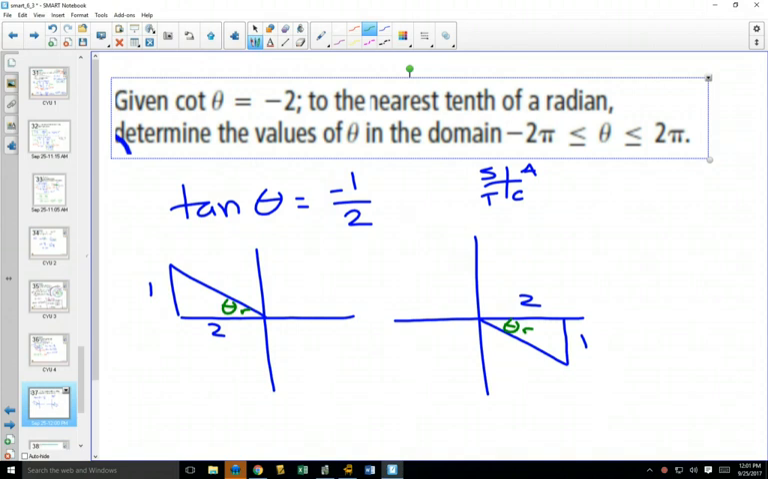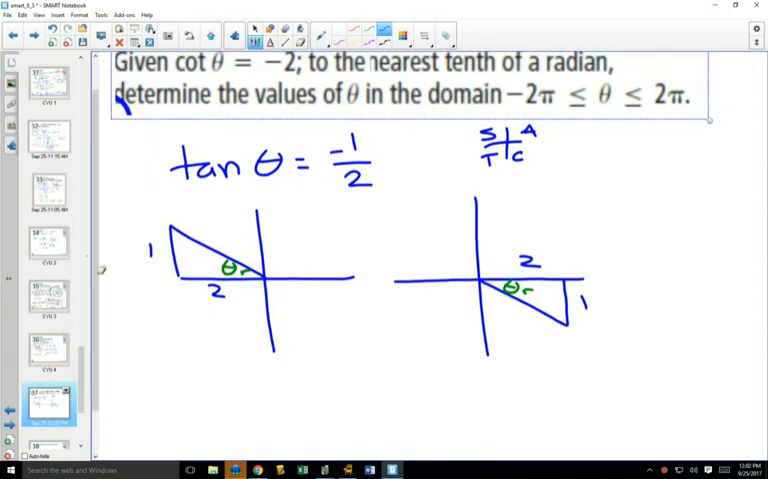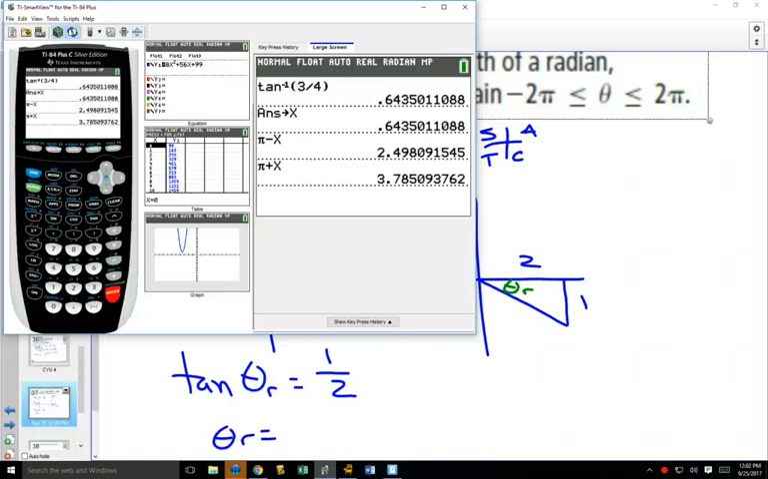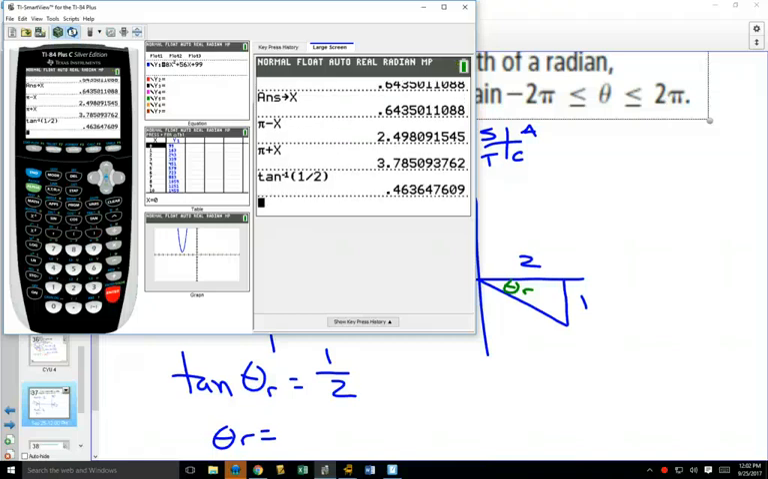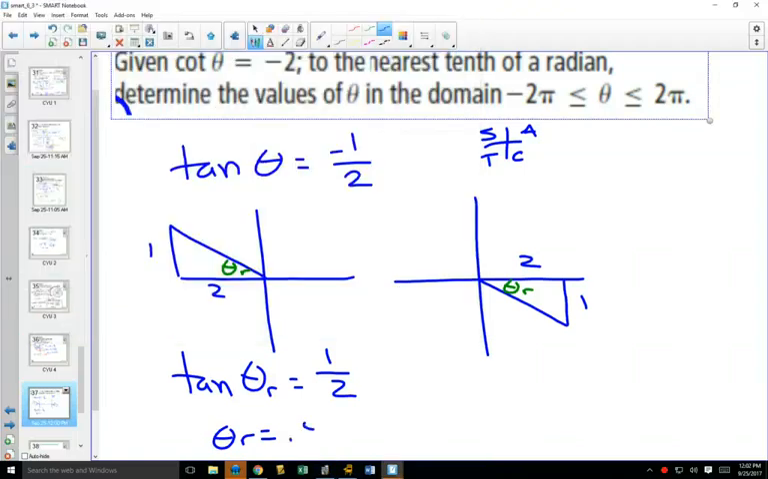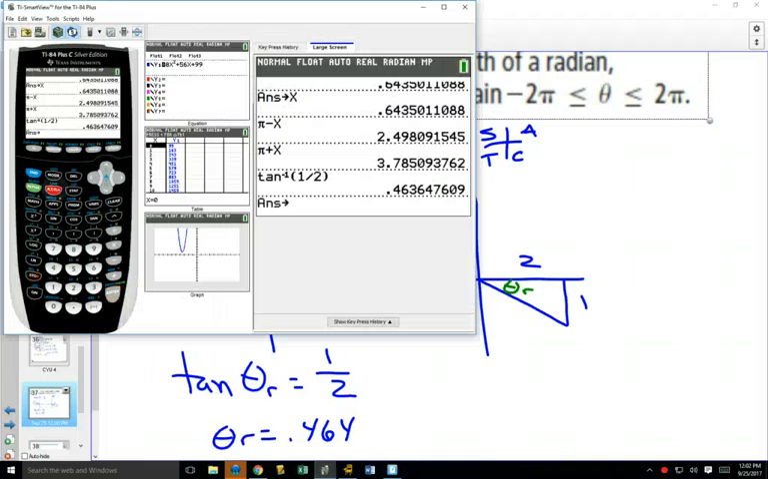I have a triangle. Now, when I'm figuring out the reference angle, so even though we have tan theta equals negative 1/2, when we solve for our reference angle, we always use the positive values because we're thinking of an actual triangle to find an actual positive answer. We go to our calculator, tan inverse of 1 over 2, 0.464. Again, just like before, I'm going to store that as x so I can save it for some more math.